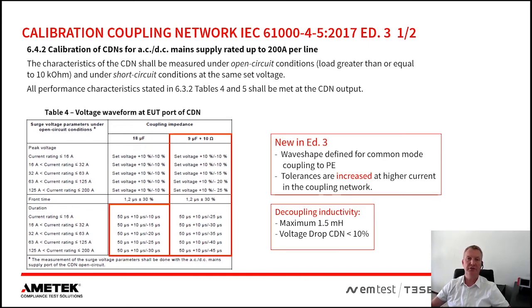Tolerances are increased at higher currents in the coupling network. This is due to the fact that we have to reduce the decoupling inductance. Its maximum is 1.5 millihenry, but the voltage drop is still less than 10%. Higher currents will lead to higher voltage loss over the decoupling coils. So to stay within the 10% limit, we have to reduce the decoupling inductance. Because of this, the tolerances for the wave shape are different for each current class. And as you can see, the higher the current is, the higher the tolerances are.